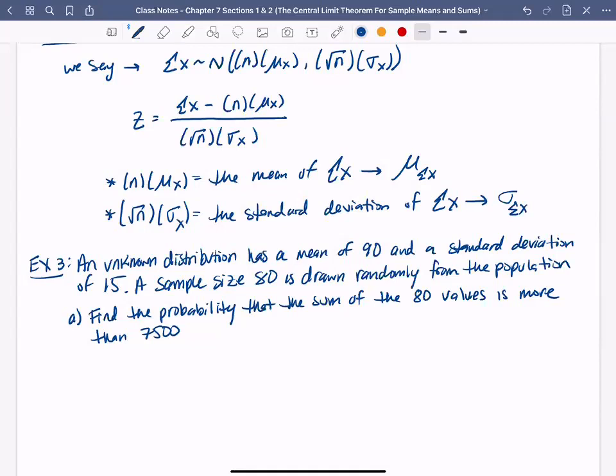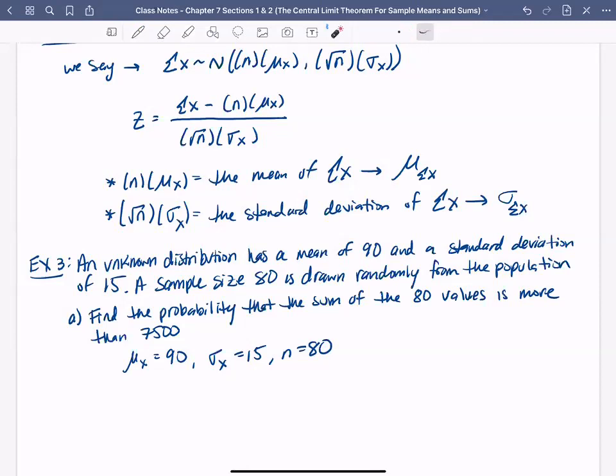So let's write down what we already have. We know that mu sub x is 90 because that's what it tells us. It tells us that an unknown distribution has a mean of 90. The standard deviation of that collection is 15. And then our sample size is 80. Remember, this mean and standard deviation is not our mean and standard deviation of the summation, right? We're talking about the sum of the 80 values. So we have some work to do here.